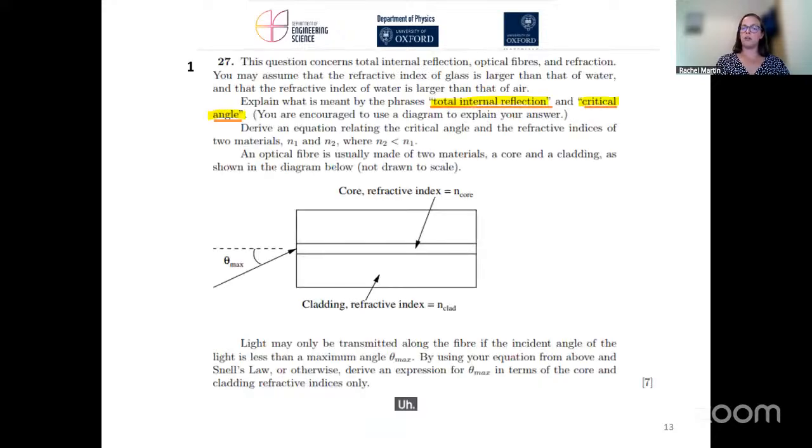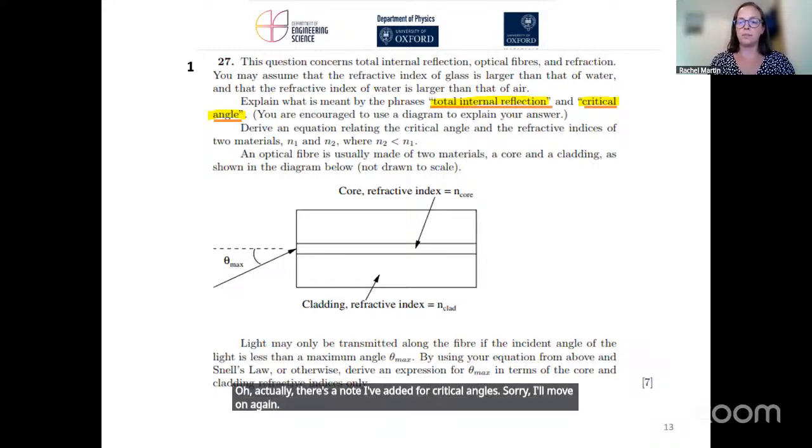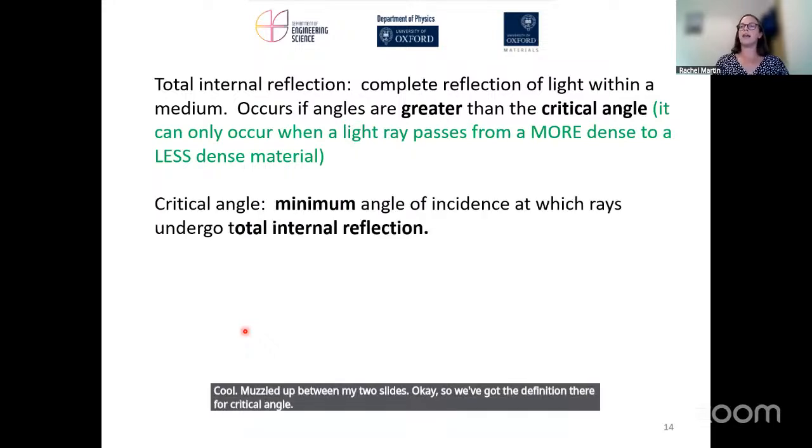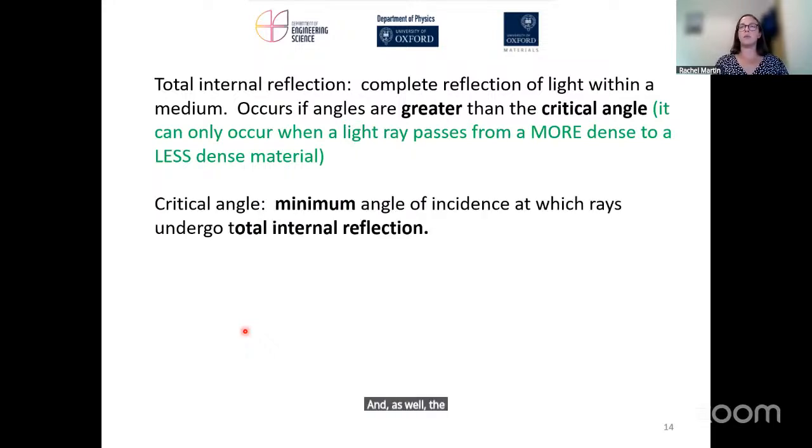Actually, there's a note I've added for critical angles. Sorry, I'll move on again. Got muddled up between my two slides. Okay, so we've got the definition there for critical angle, the minimum angle of incidence at which rays undergo total internal reflection.